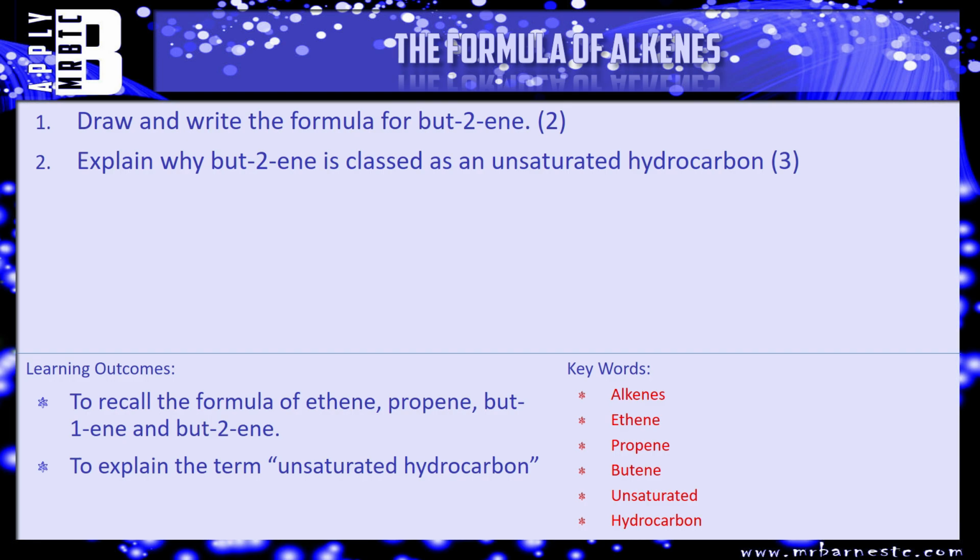And then question 2, explain why butene is classed as an unsaturated hydrocarbon. So for this one, you'll get 1 mark for saying what unsaturated means, and then your other 2 marks will come for the definition of a hydrocarbon. So pause the video, have a go at both questions, and we'll see how you've done in a minute.